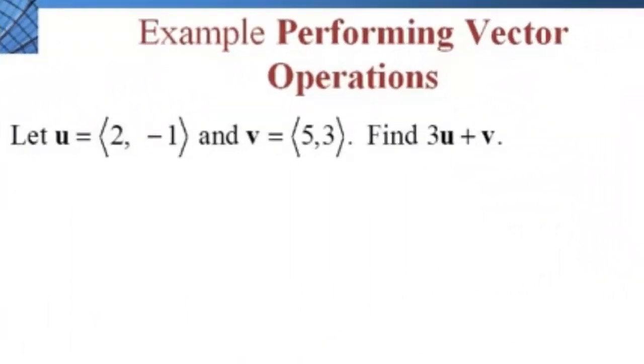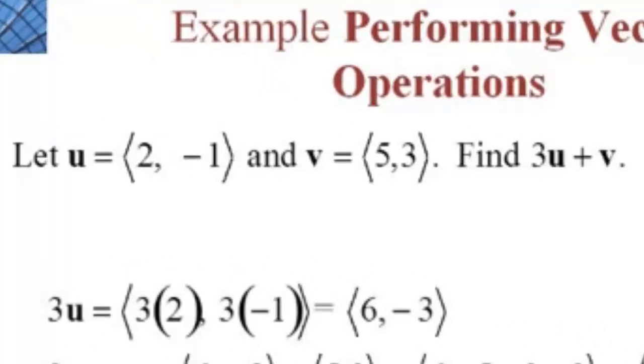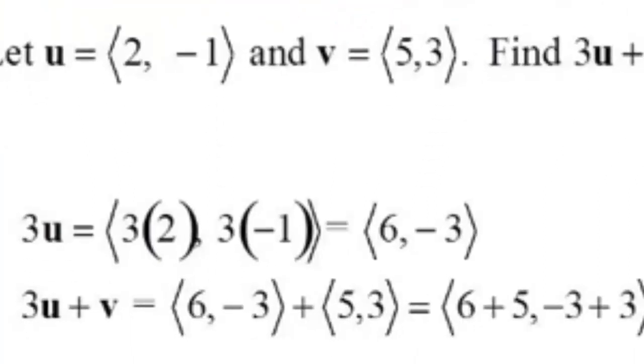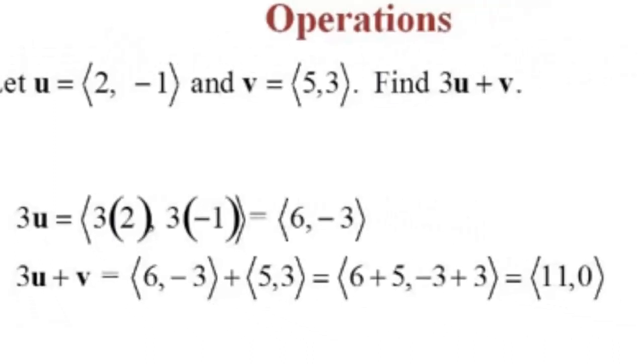If we have the vector u being <2, -1>, and the vector v being <5, 3>, we want to find 3u plus v. In 3u, 3 is the scalar. We do the scalar multiplication of 3 times u, which would be 3 times 2, and 3 times -1, which gives us the vector <6, -3>. Then we want to add v. 3u plus v equals <6, -3> plus <5, 3>. 6 plus 5 gives us 11, and -3 plus 3 gives us 0.